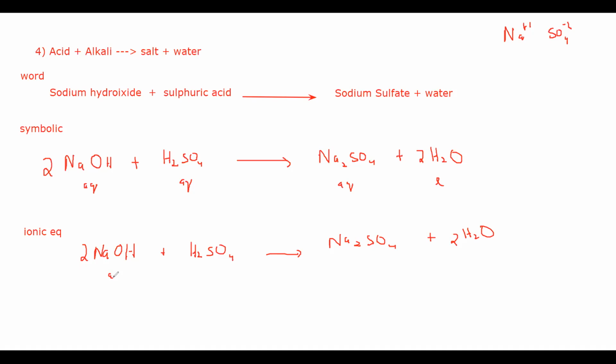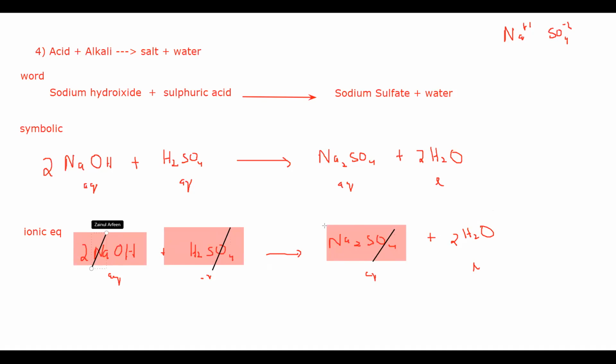So the state symbols are aqueous, aqueous, aqueous, liquid. So we highlight the substances which are aqueous: sodium hydroxide aqueous, sulfuric acid aqueous, sodium sulfate aqueous. Now we cancel out the common ions in the aqueous substances. So which ion is common? Sulfate ion is common, so we cancel the sulfate ion. Sodium ions are also aqueous, so we cancel the sodium ion.